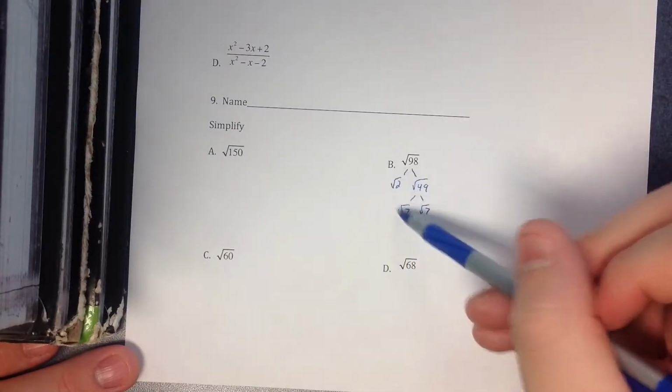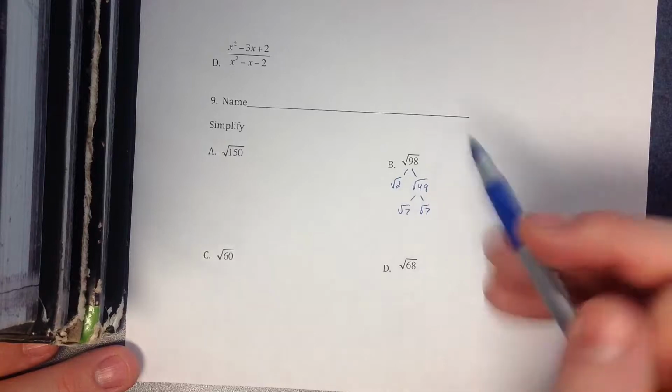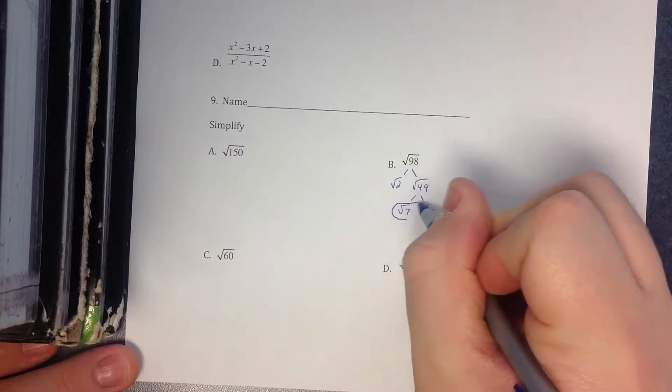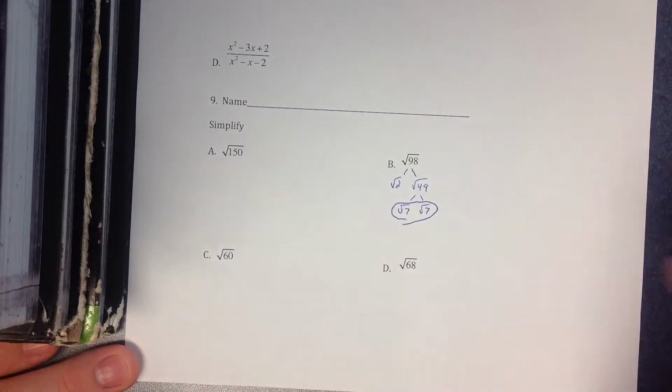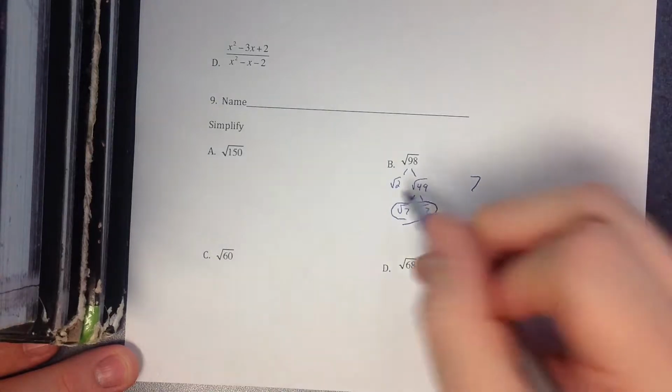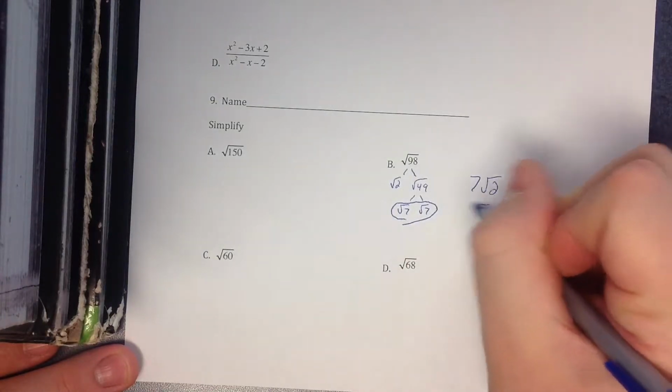So again, once you get down to all prime numbers on the bottom, you look for pairs. So I have a pair of square root of 7s, so it'd be 7, and then I have a square root of 2 left over.